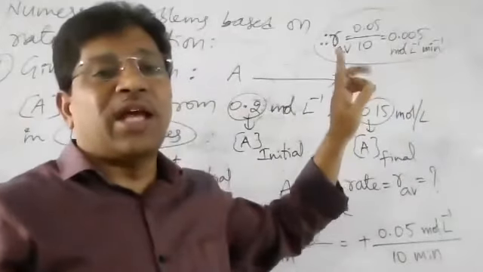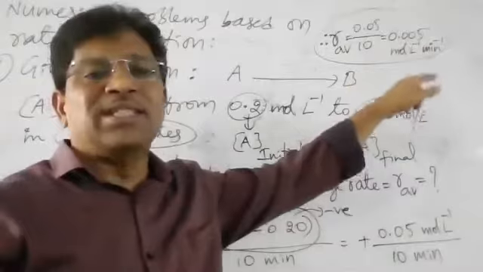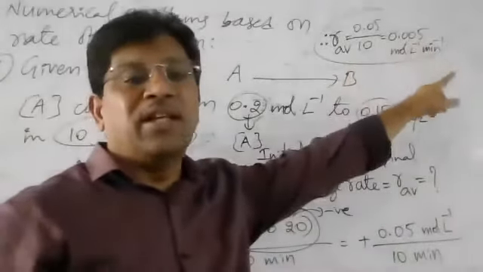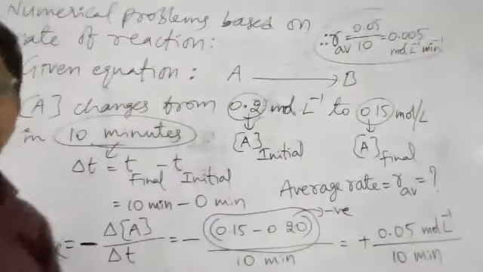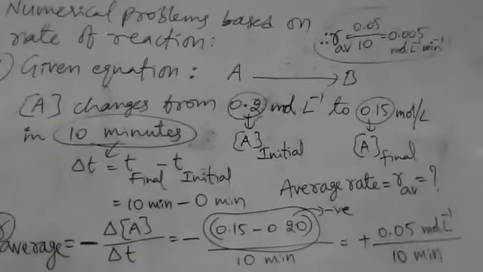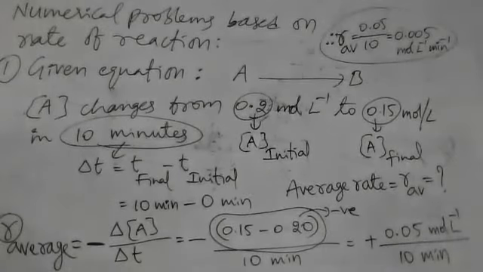So what is the average rate of reaction here? 0.005 mole, liter inverse, minute inverse. That means moles per liter per minute. So that is the average rate of reaction. Okay, let's take the screenshot. Taken?